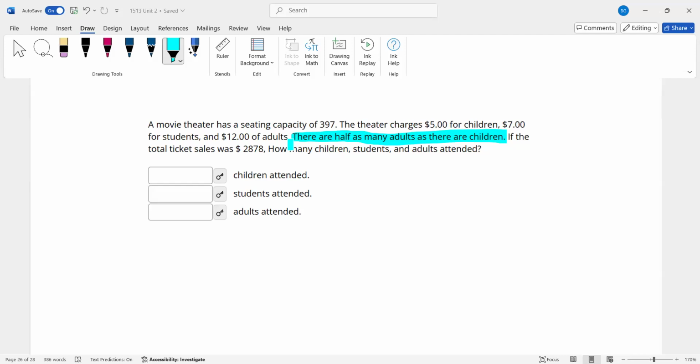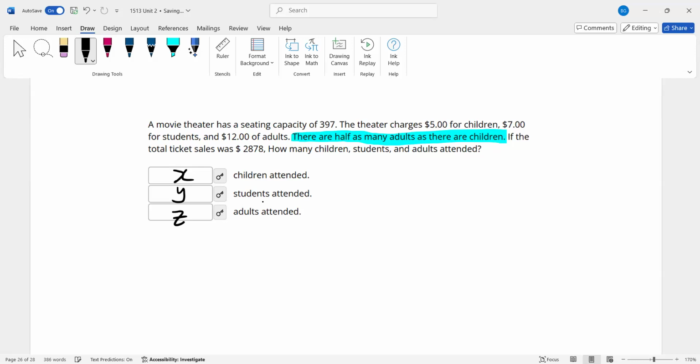Okay, we need to know how many children attended. Let's say X many. How many students attended? Y many. How many adults? Z. We need 3 formulas. We need 3 equations.